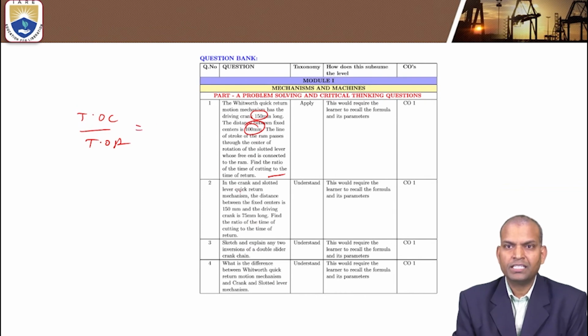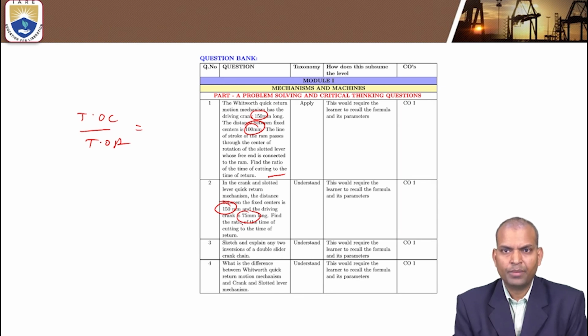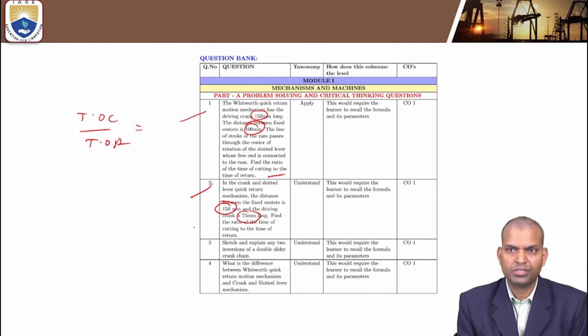Next, in the crank and slotted lever mechanism, please read carefully. It is already covered, the same model. The distance between the fixed centers is 150 millimeters and the length of the crank is 75 millimeters. Again, it is related to the crank and slotted lever mechanism, that is time of cutting to time of return. Both are problems, that is critical thinking questions.